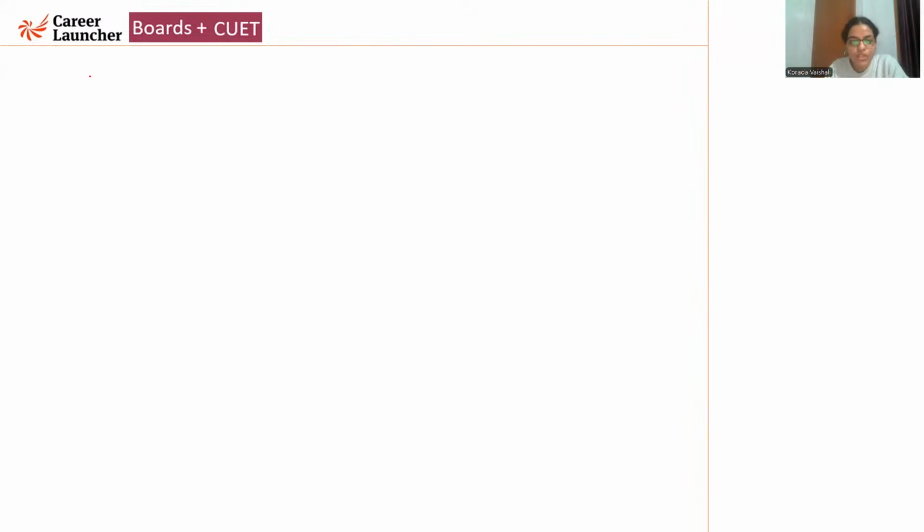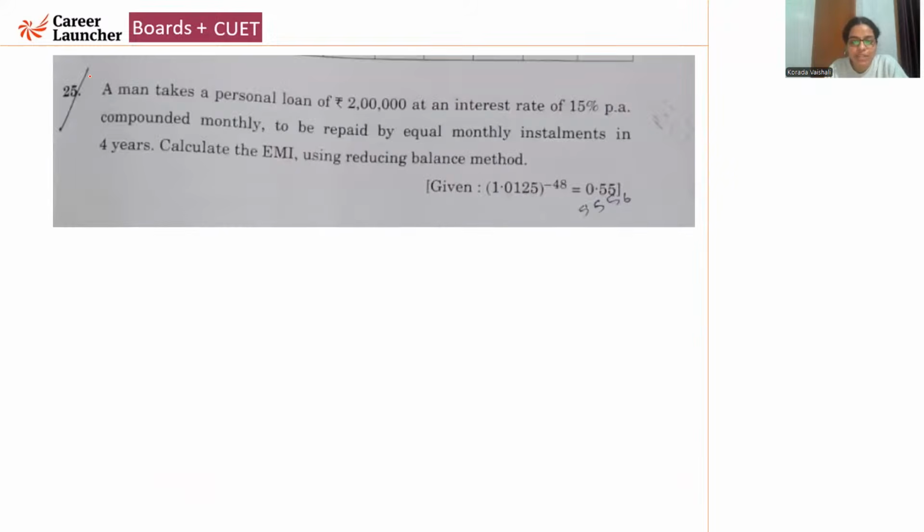So let's move on to the next question, which is question number 25. Now read this question carefully and we will attempt it, which is based on the concept of EMI. So in this one, this person takes a loan of 2 lakhs at the given interest rate of 15% per annum compounded monthly. So it means आपको इनकी value 12 consider करनी पड़ेगी, right? And considering the fact कि 4 साल है, so you will have to multiply 4 with 12, which is going to be 48. So EMI using reducing balance method.